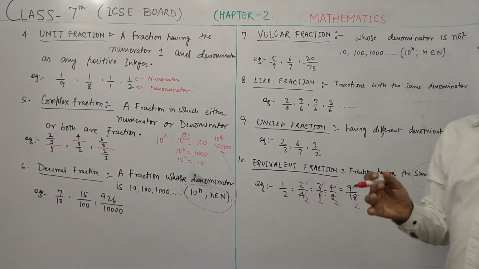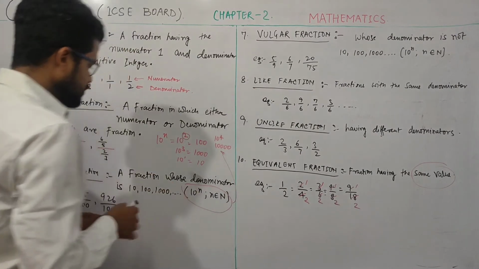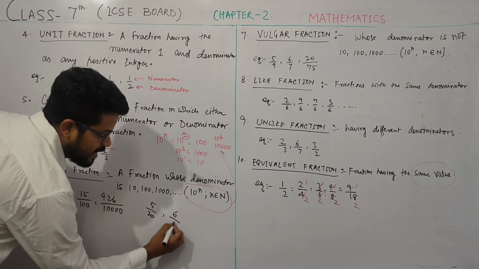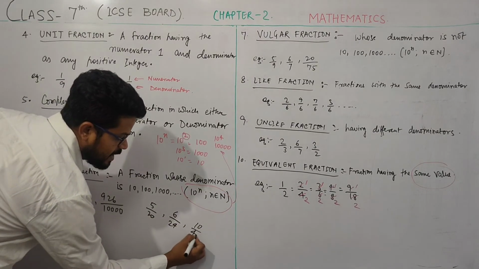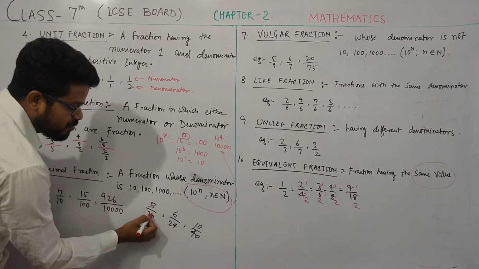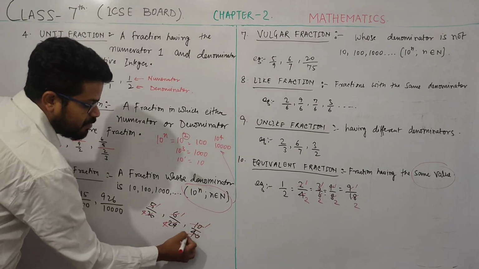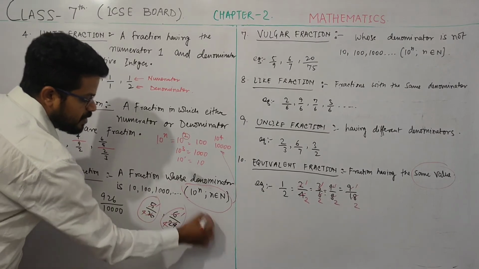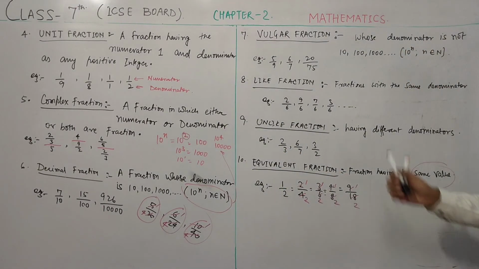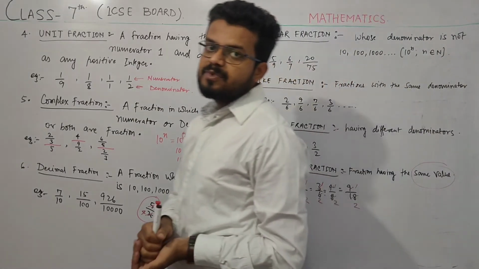Let us take an example here. Like we have 5 by 20, 6 by 24, 10 by 40. Now I simplify this: 5 fours are 20, 6 fours are 24, 10 fours are 40. So all are 1 by 4, so all these fractions are equivalent fractions. So this is all about fractions, what a fraction is and how many types of fractions there are.